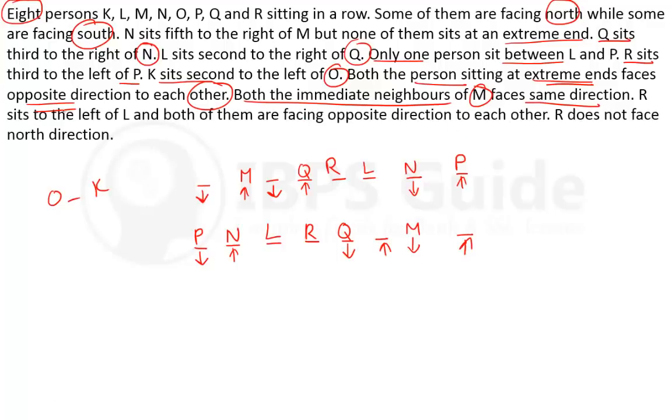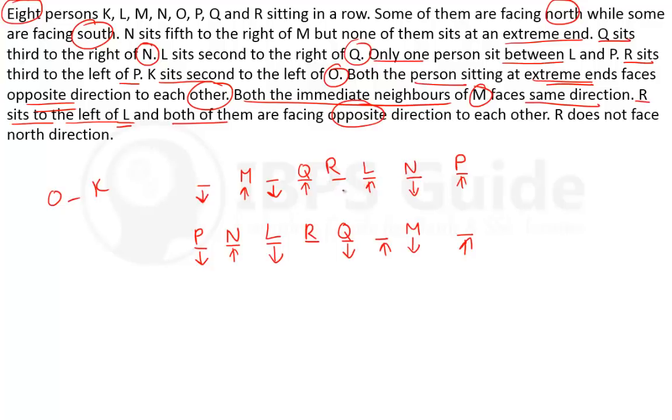Now further read. R sits second to the left of L. No, he is saying R sits to the left of L, not second. Okay, R is here, L is here. So to the left of L means L must be placed facing the south direction, then only R is at the left position, and both of them are facing opposite directions.